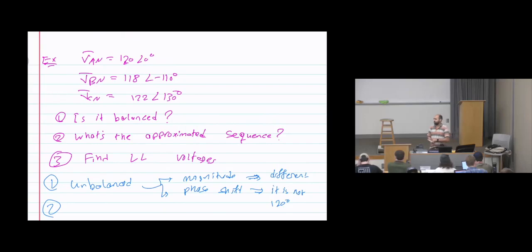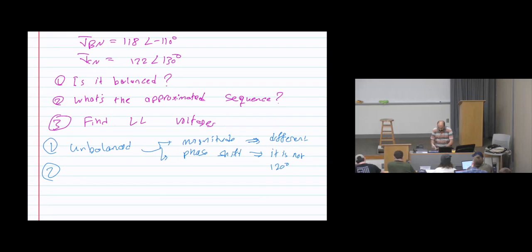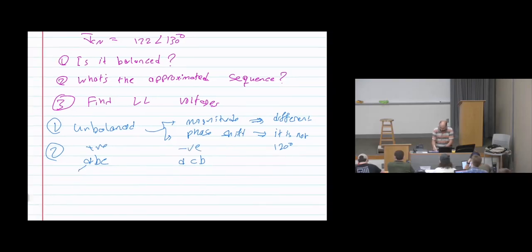Problem number two, what's the approximated sequence? So the sequence, we used to know positive sequence, negative sequence. As a summary, to just memorize, positive sequence is ABC, negative sequence is ACB. So this is the positive, this is the negative. ACB used to be with angles A 0, B negative 120, C positive 120.